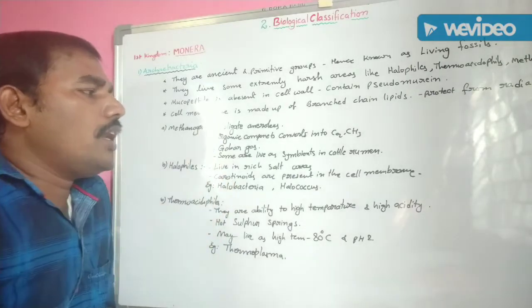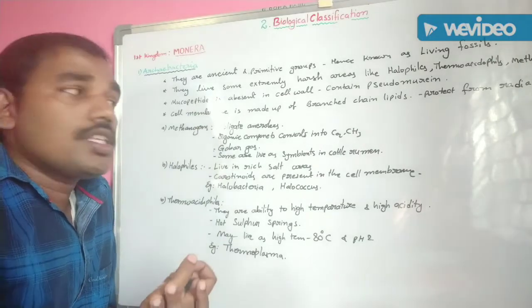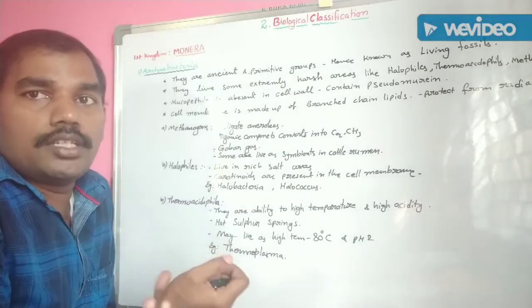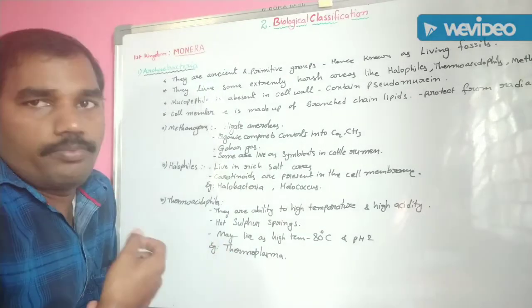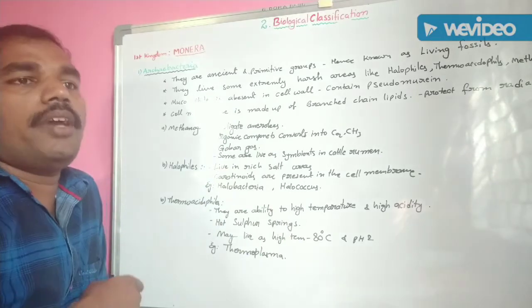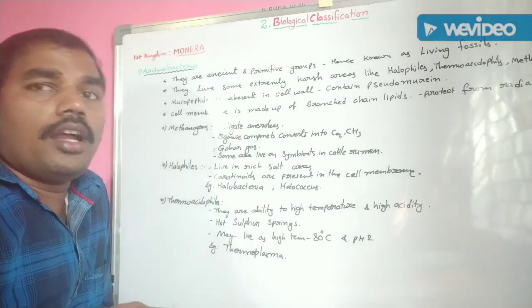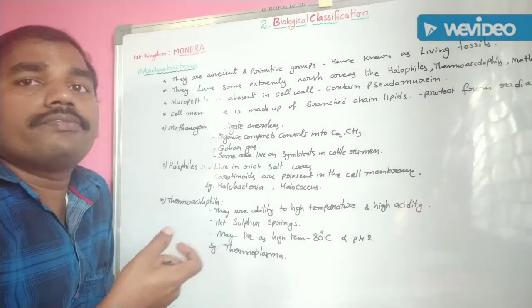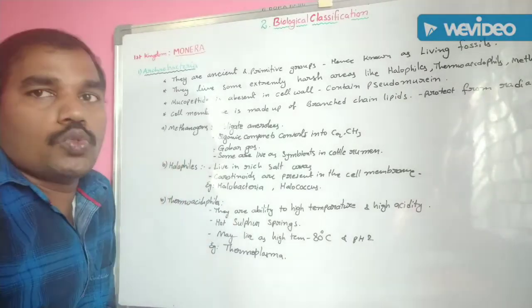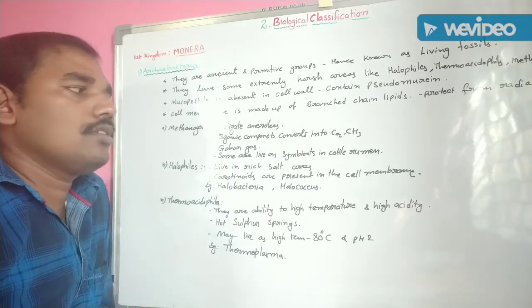Next one, some live as symbionts in cattle ruminants. Example, methanogen bacteria. These methanogen bacteria live in the cattle ruminant. They are utilized for the digestion of cellulose in the cattle. That means herbivorous animals.